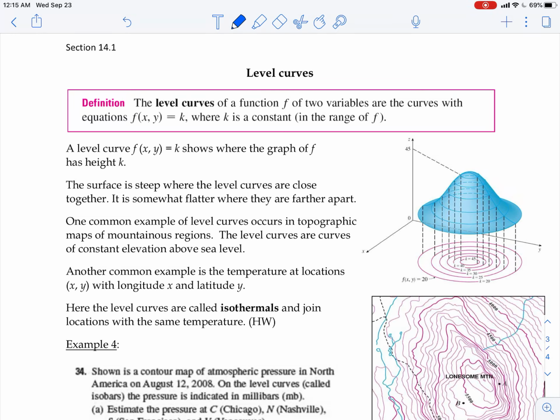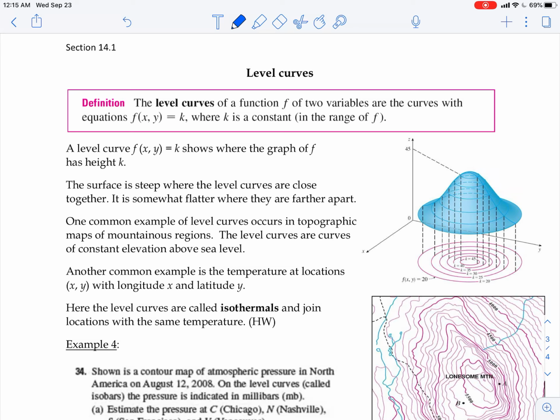Welcome to page 3, and on page 3 we're going to talk about level curves. The level curves of a function f of two variables are the curves with the equation f of x, y equals k, where k is a constant in the range of f. Basically, our k's are cutting slices into whatever shape that we have.